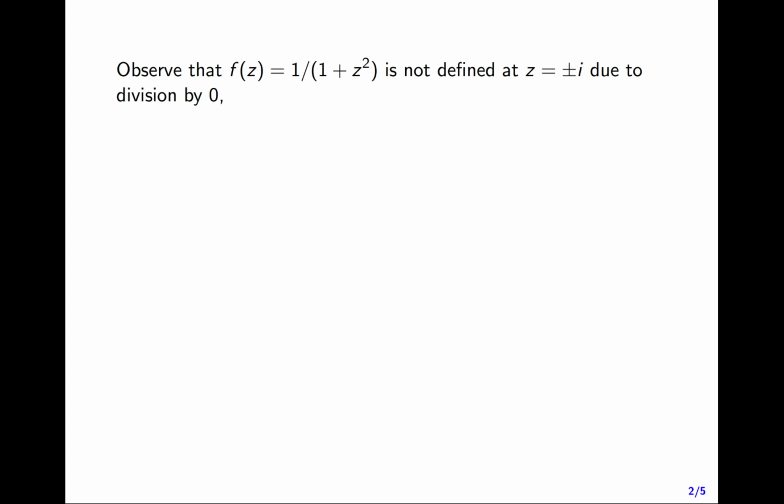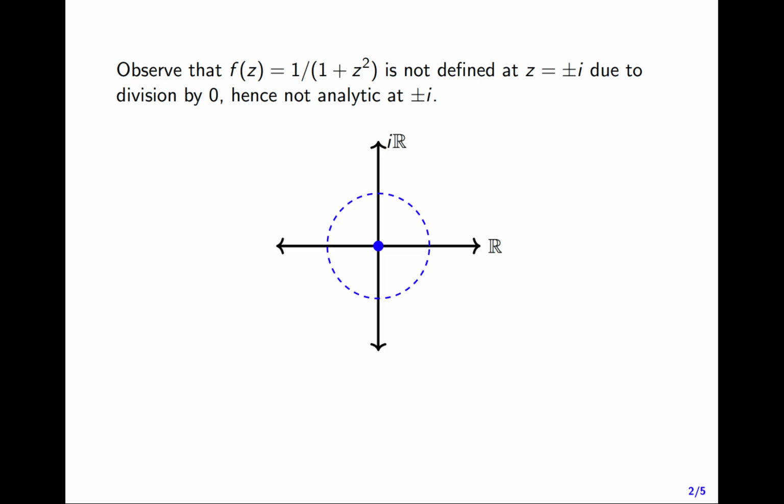We can look at this another way. Our function is f of z equals 1 divided by 1 plus z squared. And we note that this is not going to be defined at z equals plus or minus i, because then we would be dividing by 0. Otherwise, f is defined on the whole complex plane. And so f is not defined at z equals plus or minus i, and f therefore isn't analytic at plus or minus i. There's no way to make f analytic at plus or minus i.